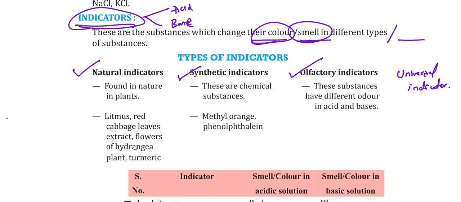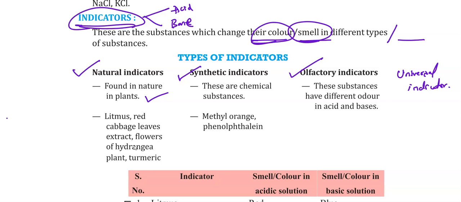Now natural indicators are found in nature, in plants. We use the natural indicators, they are found in plants. Examples: litmus, red cabbage leaf extract, flowers of hydrangea plant, turmeric. These all are natural indicators.